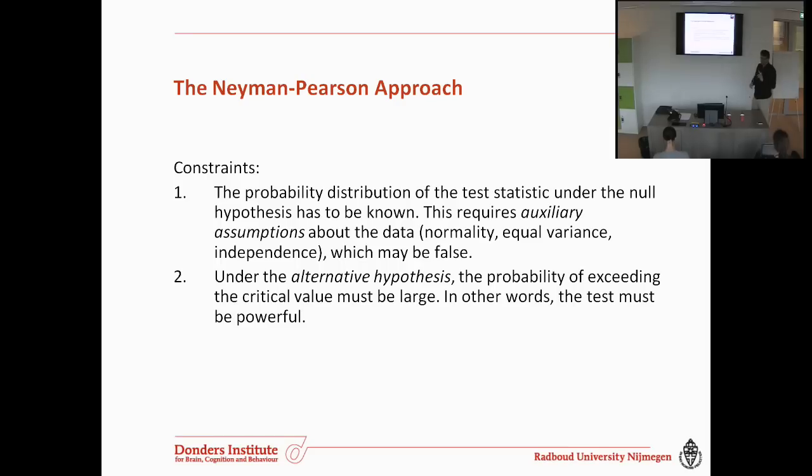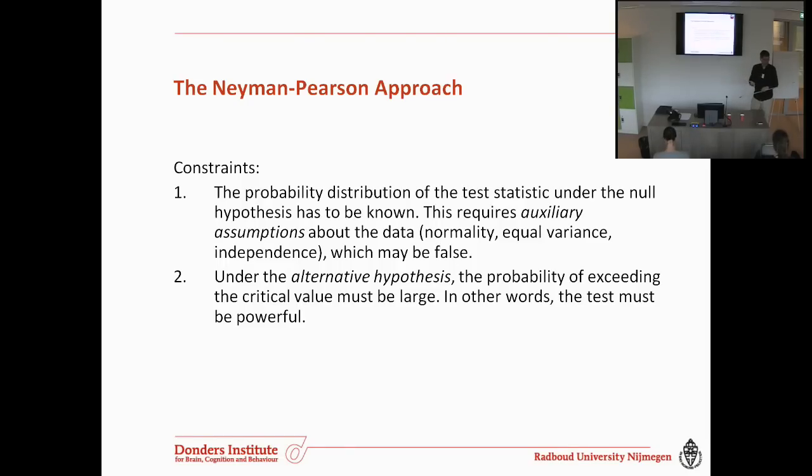Now, a second constraint, which is definitely as important and also very crucial for neuroscience, is that the test statistic that you choose should not be just any test statistic. You want a test statistic that is sensitive. You want a test statistic that has a very high probability of rejecting the null hypothesis when it is in fact false. Because that's what makes us happy.